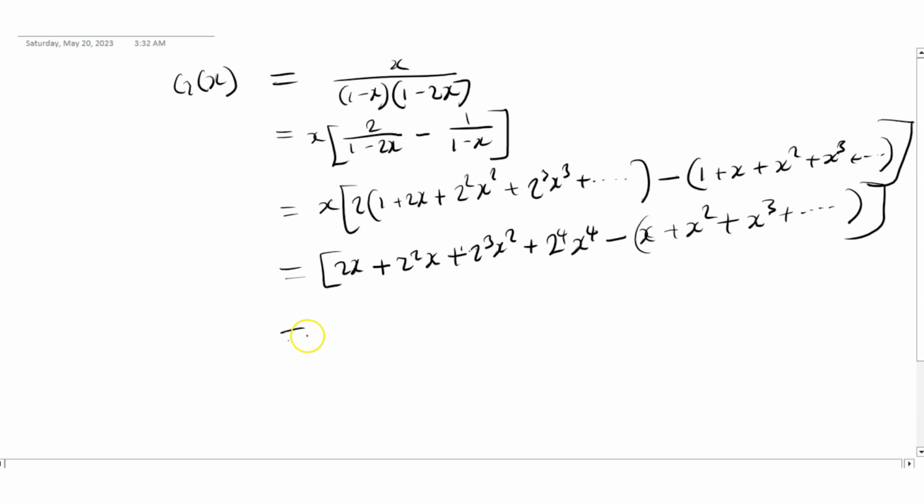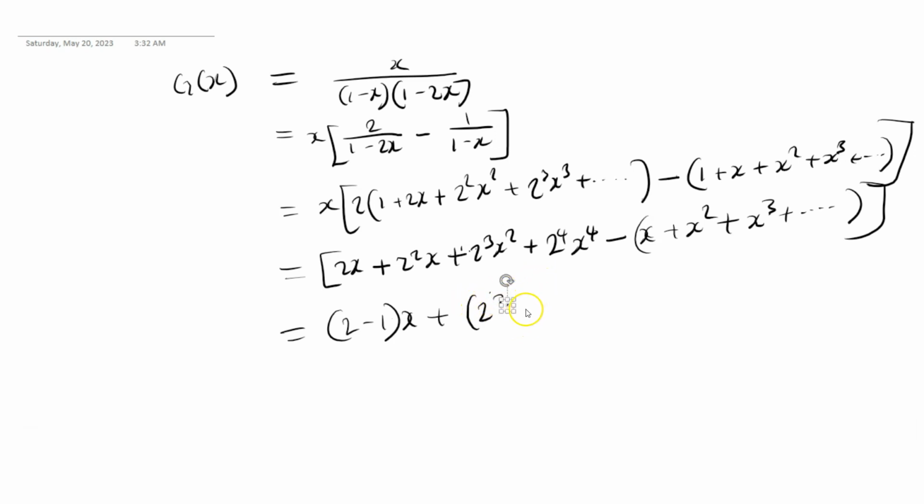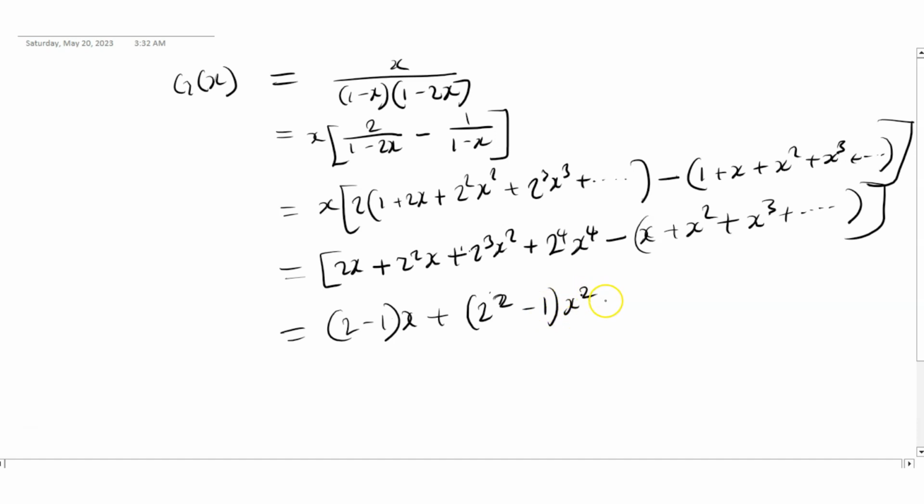So what's the coefficient of x? This will be 2 minus 1 multiplied by x. This will be plus 2 squared minus 1 multiplied by x squared. That would be plus 2 to the 3rd power minus 1 multiplied by x cubed. And this is how the pattern will continue.